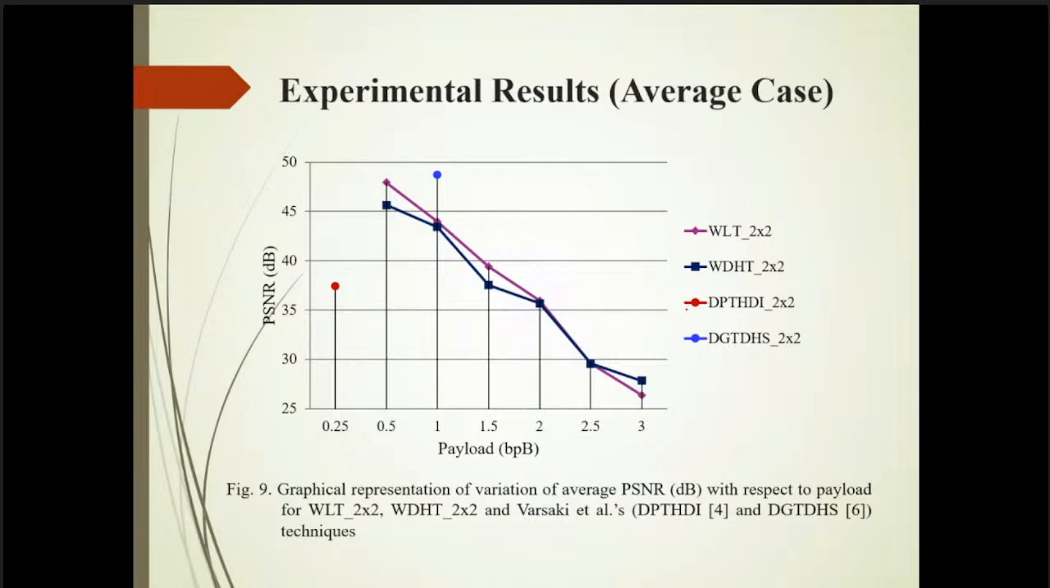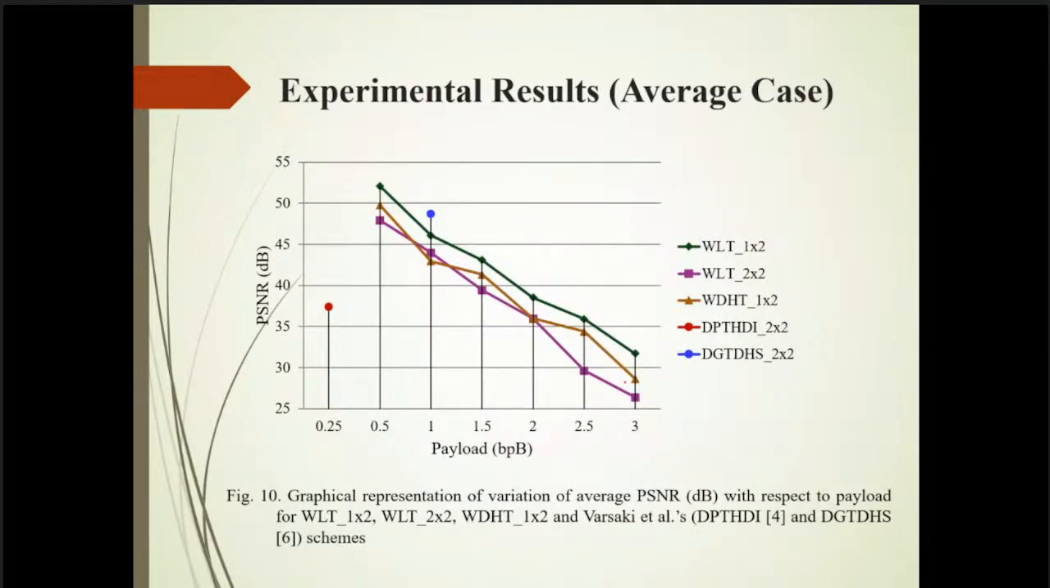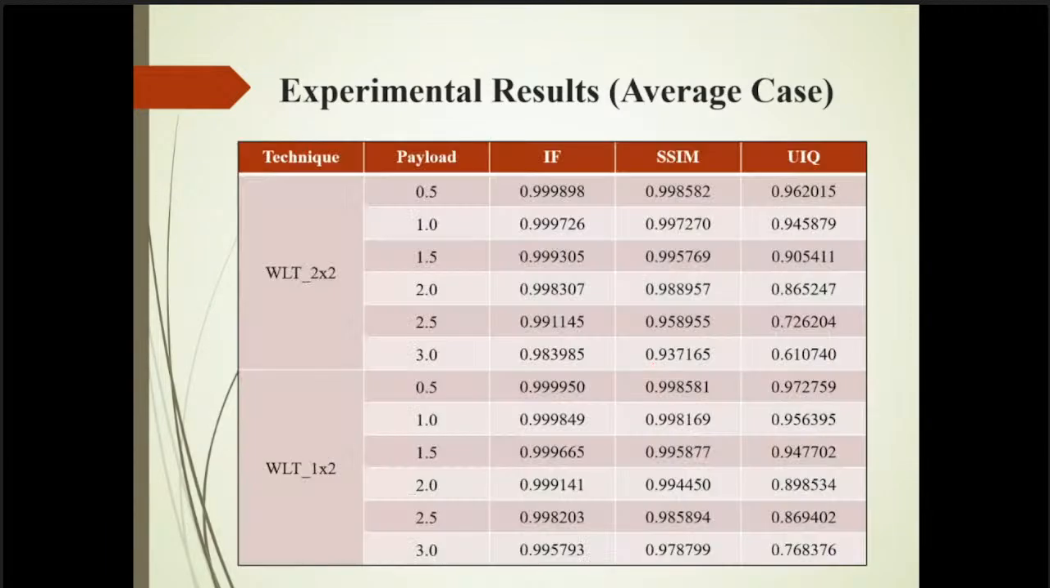Here you see the average cases for both, at 0.5, 1, 1.5. In terms of payload, the payload is decreasing, and the average case for all these keys is again coming down. But you see SSIM, IF is 0.999, SSIM 0.998, UIQ 0.96. So all the metrics are confirming that my embedding is good.